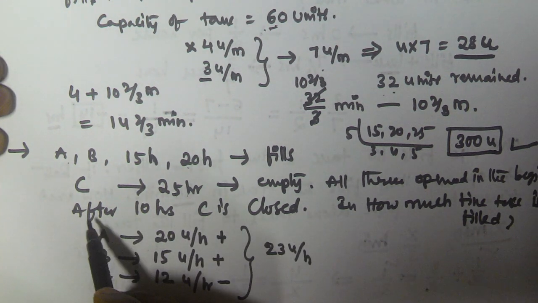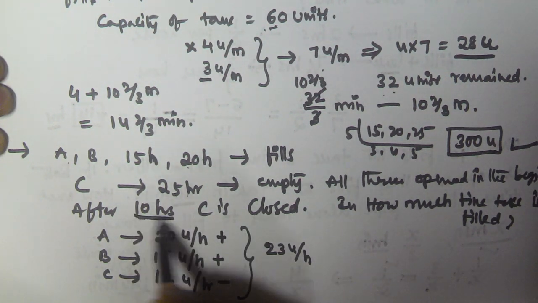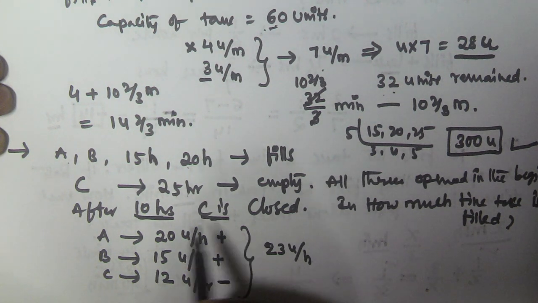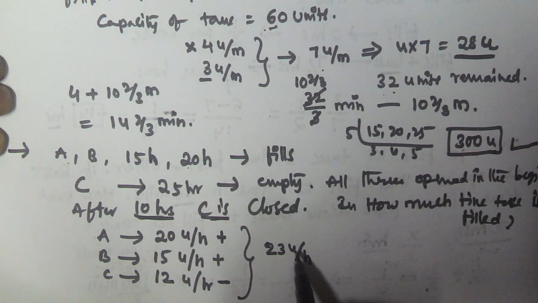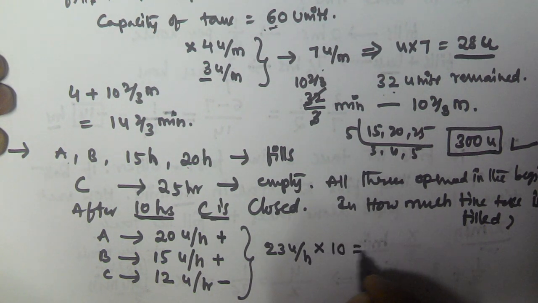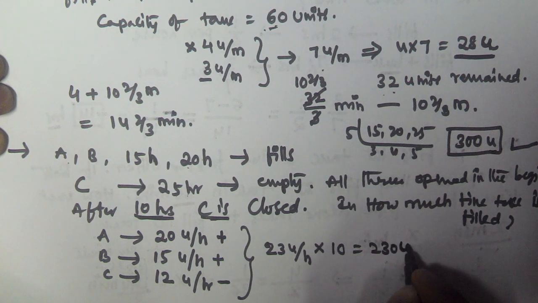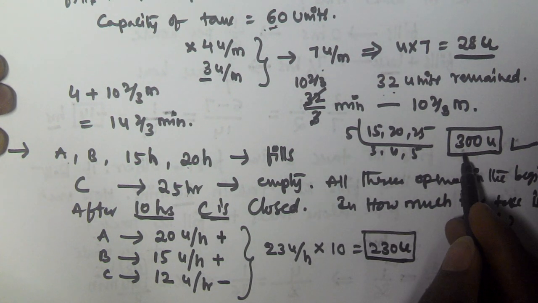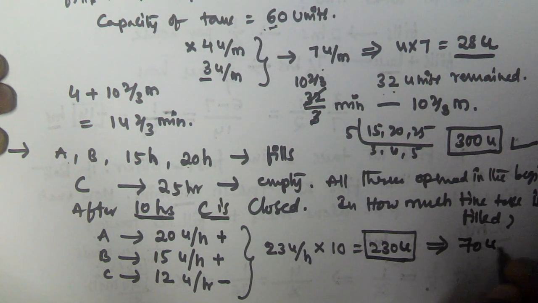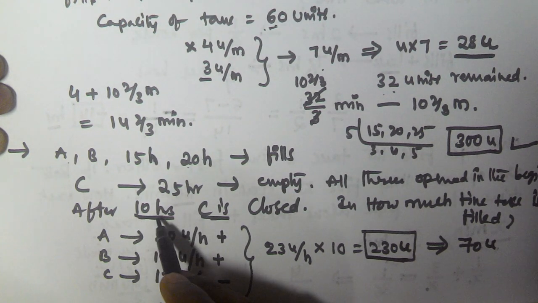After 10 hours, C is closed. That means until 10 hours, A, B, C are open and working together, filling 23 units per hour. In 10 hours, all three together fill 230 units. But the total capacity of the tank is 300 units. The remaining units are 70 units.